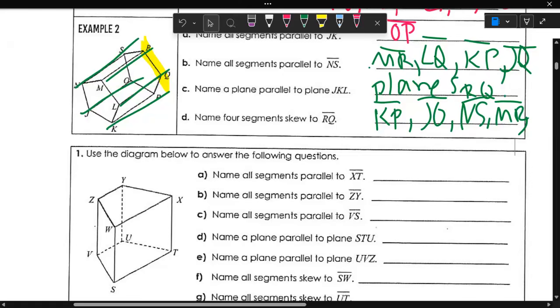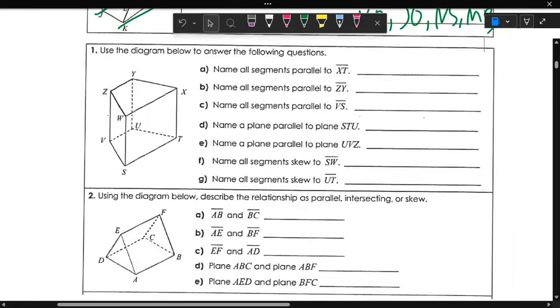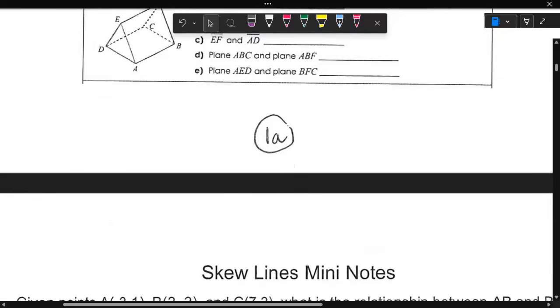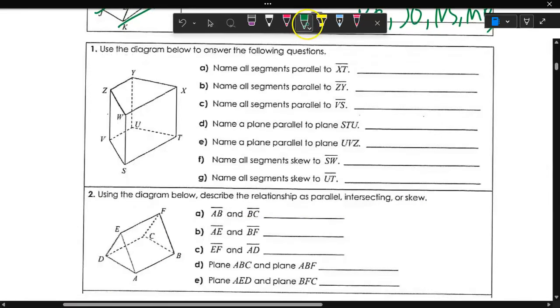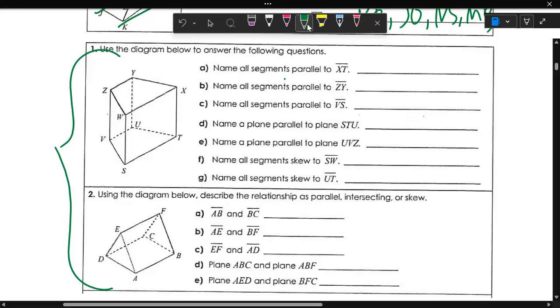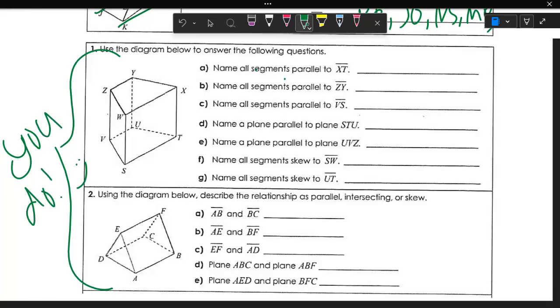Use the diagram below to answer the following questions. All right, I want you to answer these questions. I'll show you my answers at the end. Actually, I will not show you my answers. I want you guys to answer these on your own and then talk to your neighbor about them and figure out who's correct. Okay? So let's say these are to do on your own. You do those. All right, flipping over to the back side.